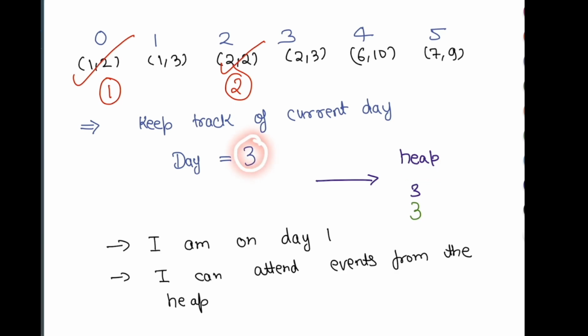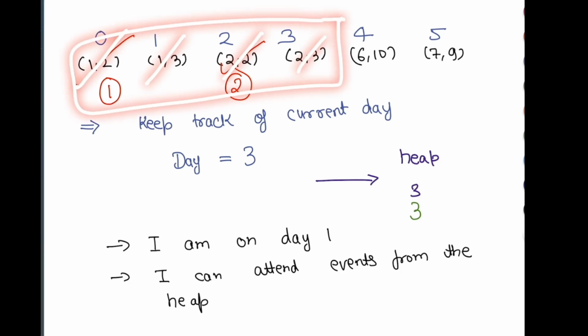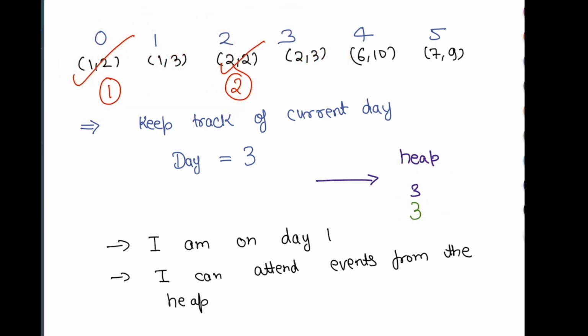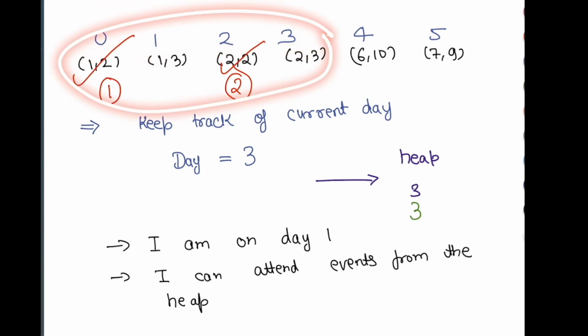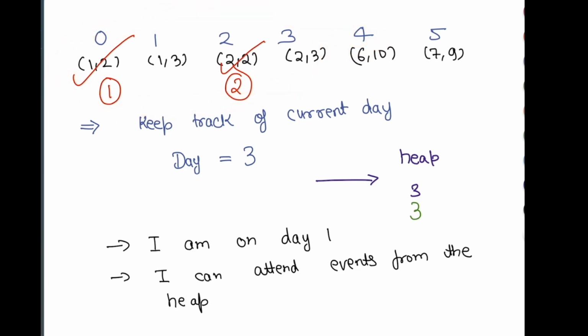On the day number 3, I don't have any more events which can be attended. That's because I have already processed these 4 events, right? Out of these 4 events, 2 are already attended, 2 are in the heap which can be attended, right? So what I will have to do is I will also have to keep track of the events which I have already processed, right? So I will have a index variable that will be 0, then 1, then 2, then 3. Right now it might be 3. That is, we have processed the events up to this point. Now go to the index number 4 and check that can this event be attended on day number 3? No, it cannot.